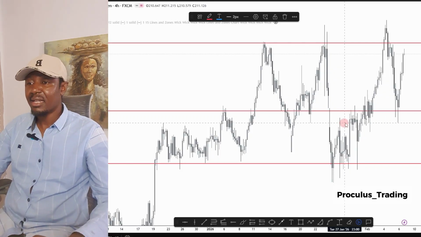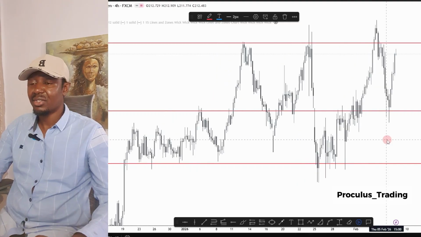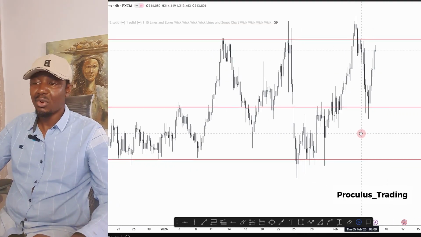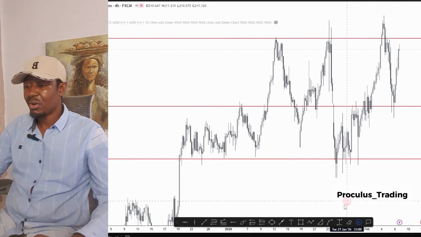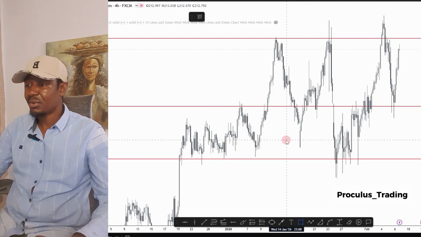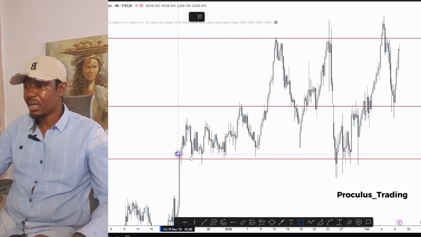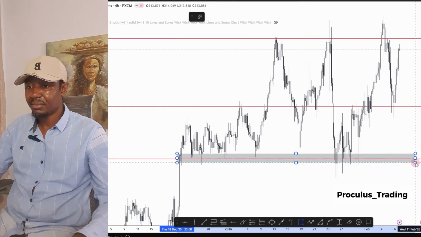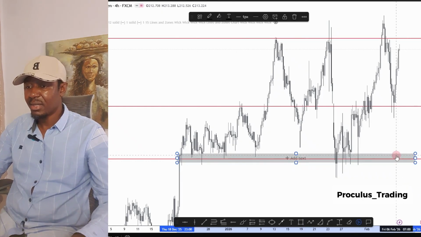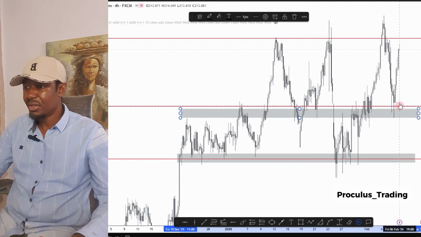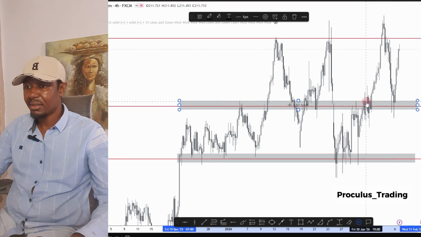Okay, so now, like I said, support and resistance are not just lines on the chart. They're actually zones or areas. So you come down to your rectangular tool, you pick it, and then you mark out these areas right here. Then you can duplicate this, bring it up here, and bring it up here.